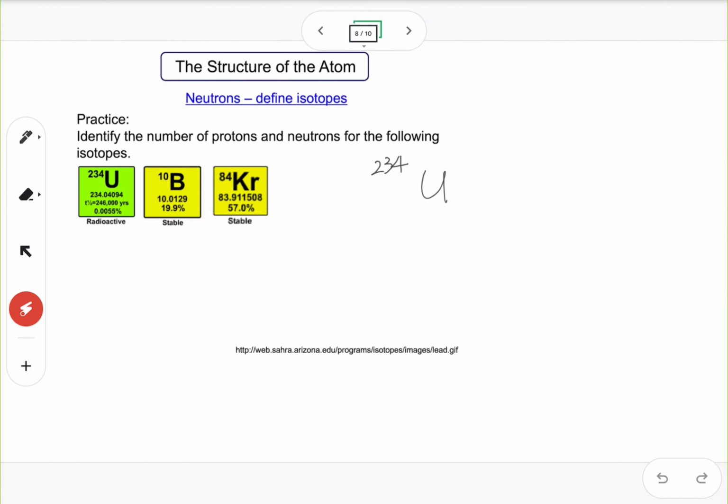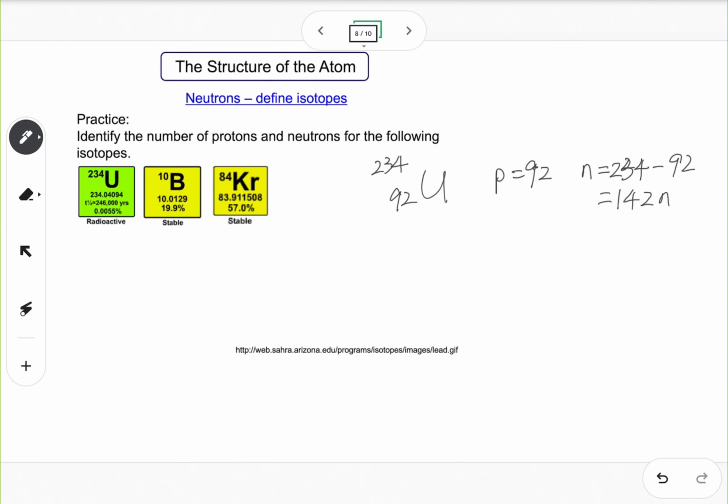Ideally it should be written as U 92, 234. Now with this information, it's very easy, because the proton number we know is 92. And now the neutron number should be 234 minus 92. That would be 142 neutrons. All right, so that's the first example.